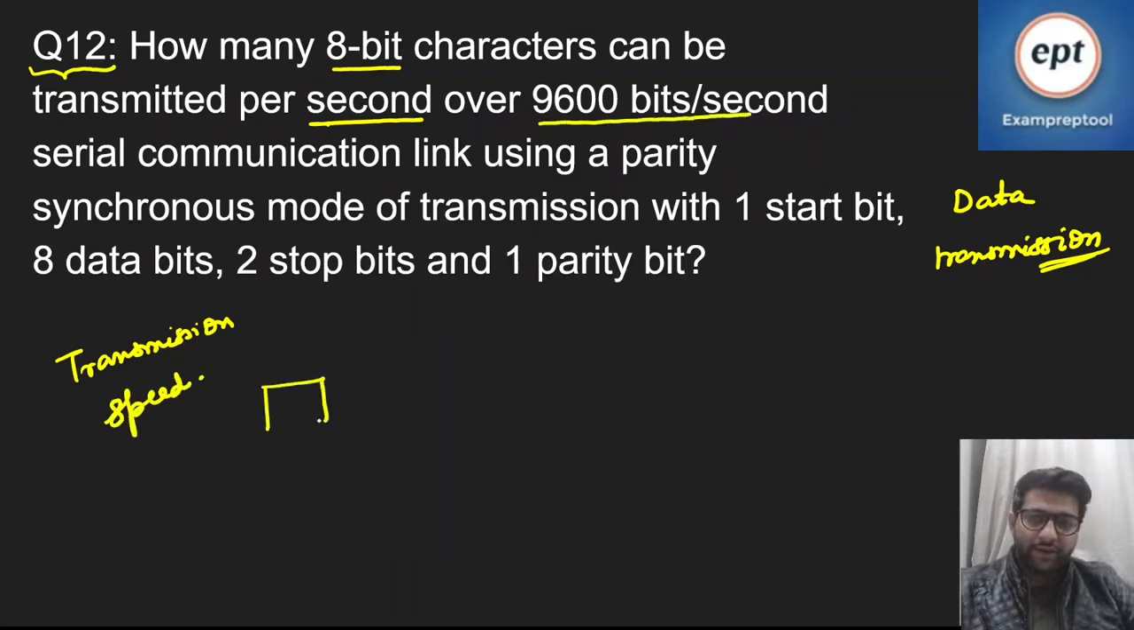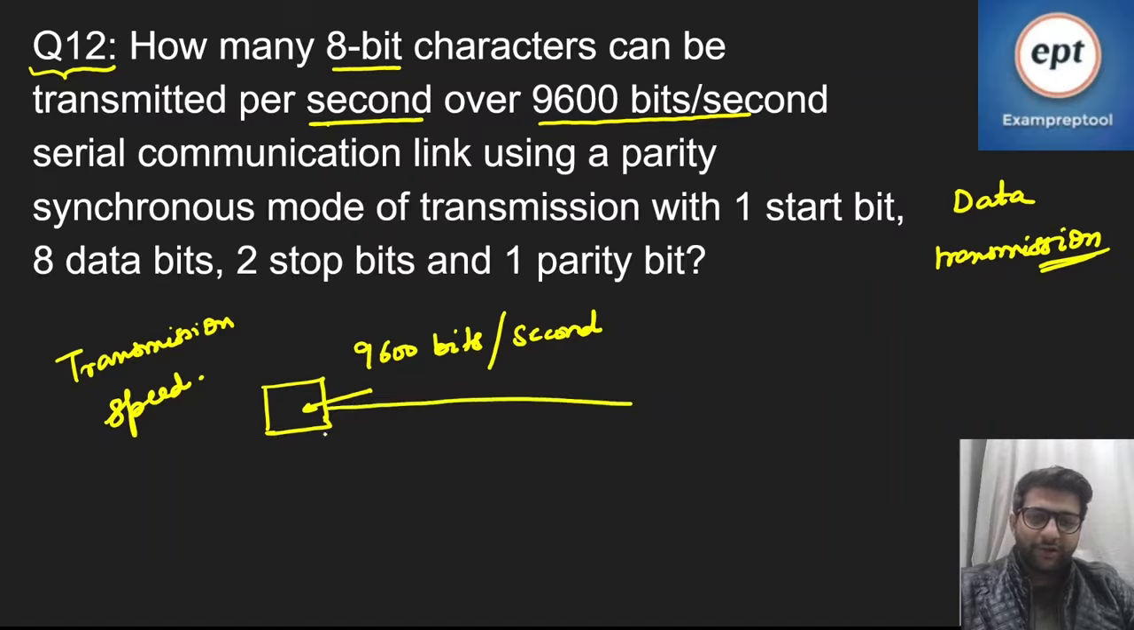So let's say this is our interface. This interface has a speed of 9600 bits per second. That means that this particular interface can transmit bits on the bus or the line at a speed of 9600 bits per second. Now, this particular serial communication link uses a synchronous mode of transmission. So we also need a synchronization mechanism.